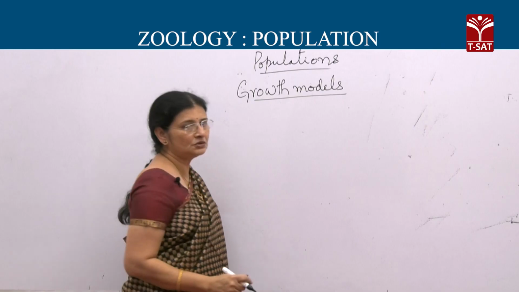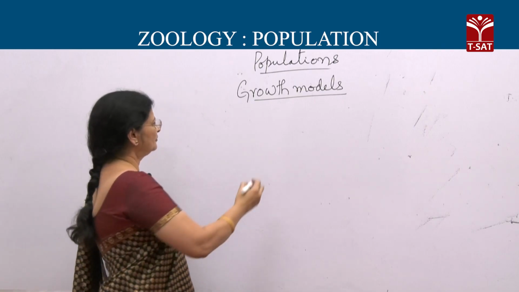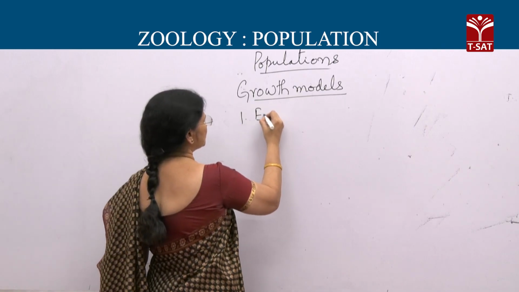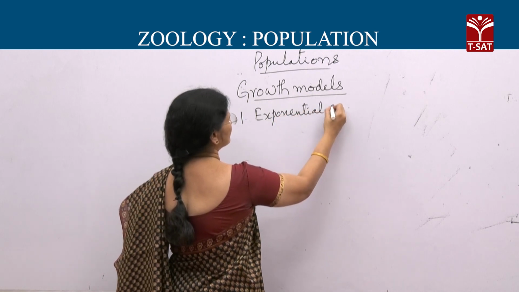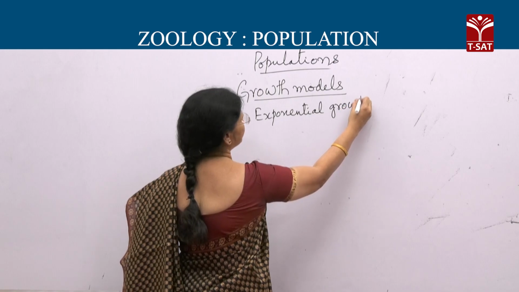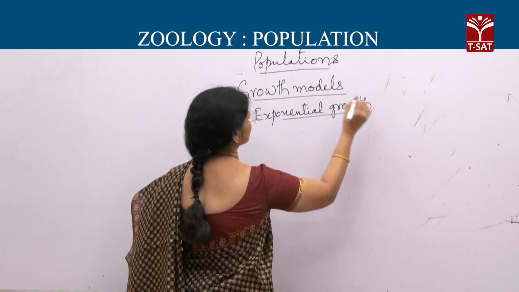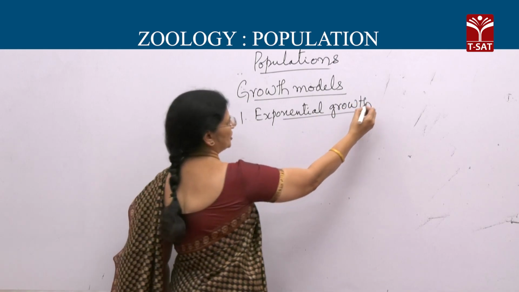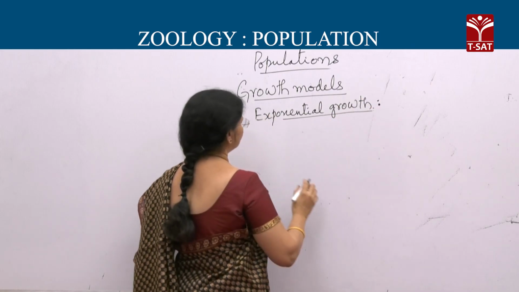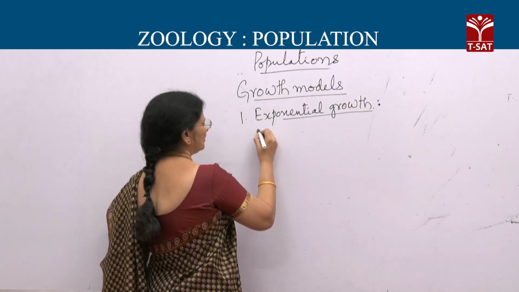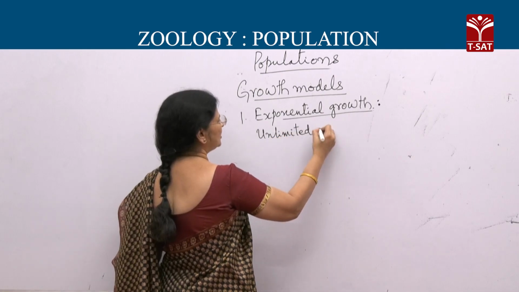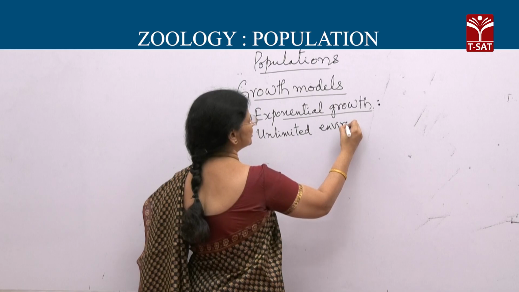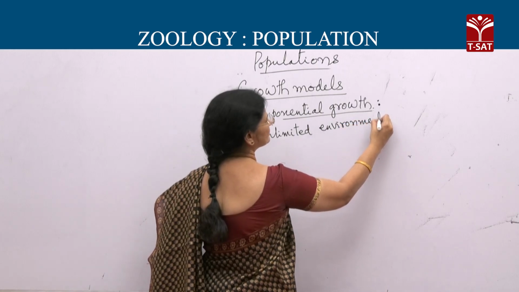There are two growth models. First one is exponential growth model. Exponential growth or geometric growth. In this growth model, there would be unlimited resources. Unlimited environmental resources are there.